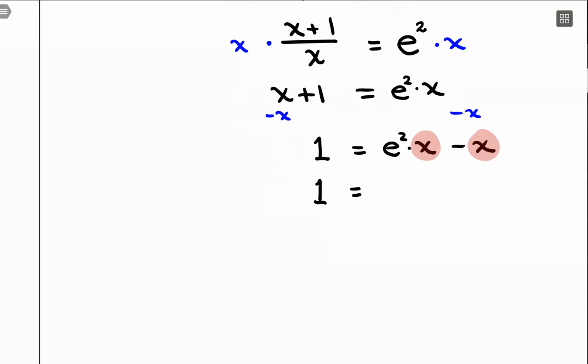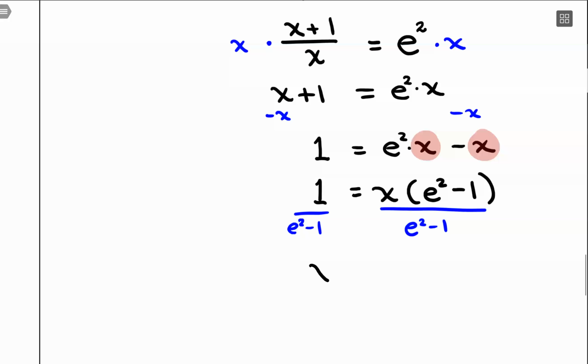This is kind of like with our exponential equation. So I factor out x, and that would leave me with an e squared minus 1. And now that I've factored out x, I can just divide all of that away there. So divide by e squared minus 1, divide by e squared minus 1. So x is going to equal 1 over e squared minus 1.